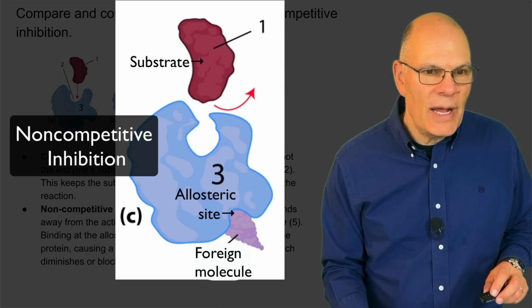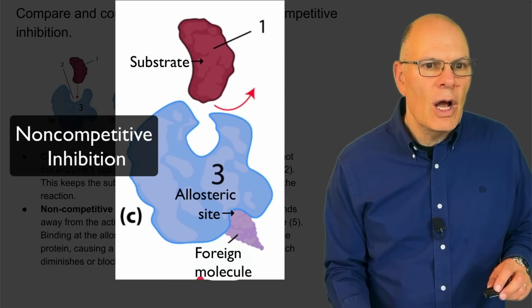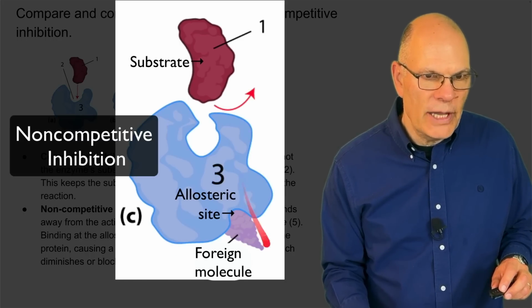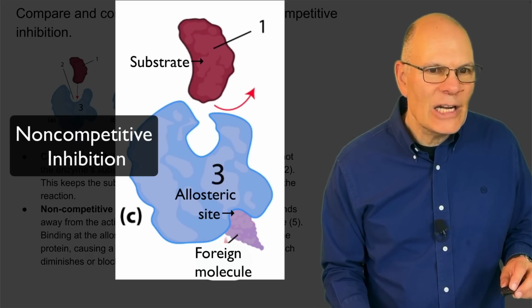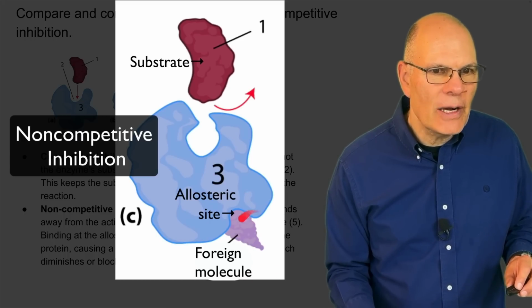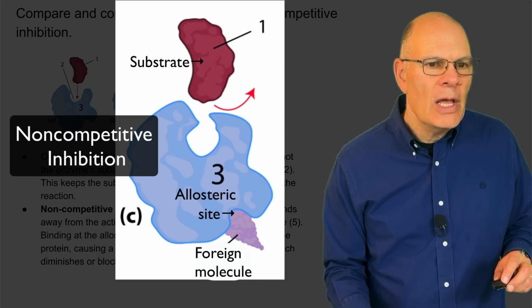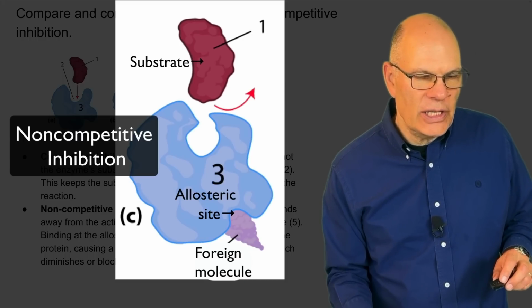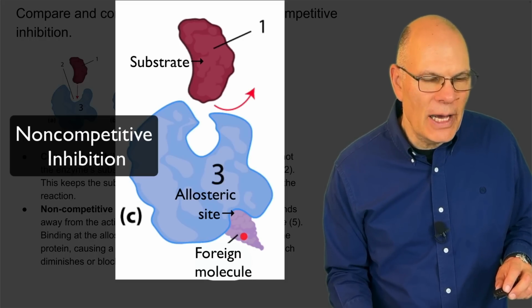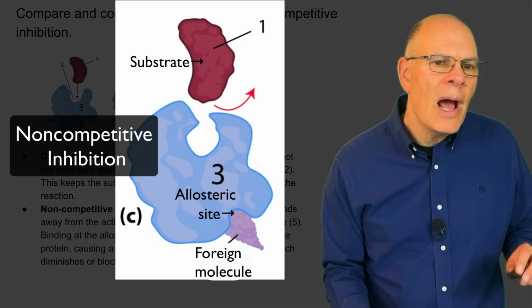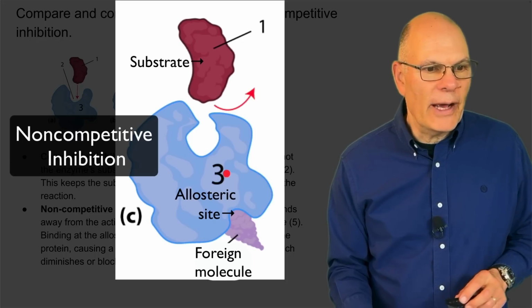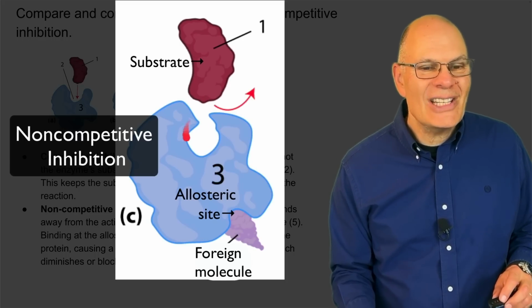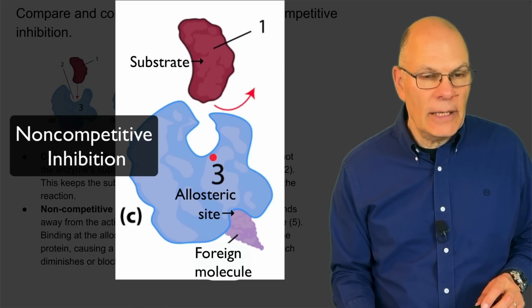In non-competitive inhibition, which is shown over here, a foreign molecule, not one that's part of the organism, binds away from the active site at a region that's called the allosteric site over here. So here's the allosteric site, here's the allosteric site that's occupied by this foreign molecule. Binding at the allosteric site causes a ripple effect throughout the protein that causes a change in the shape of the active site.